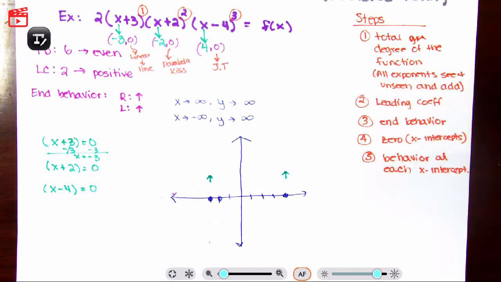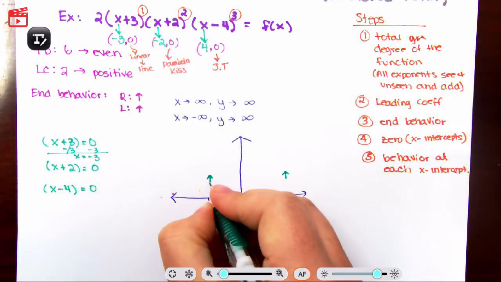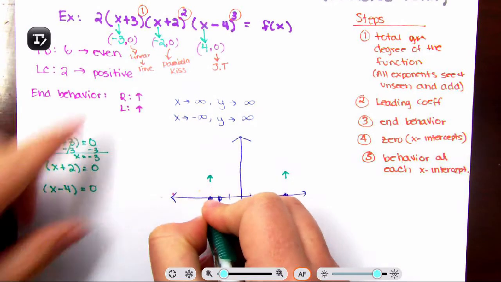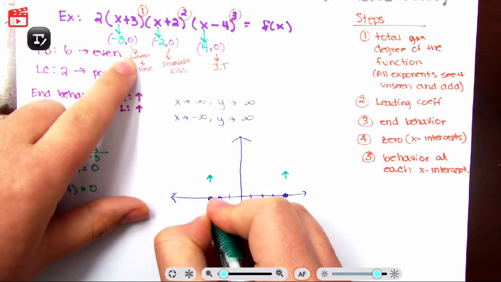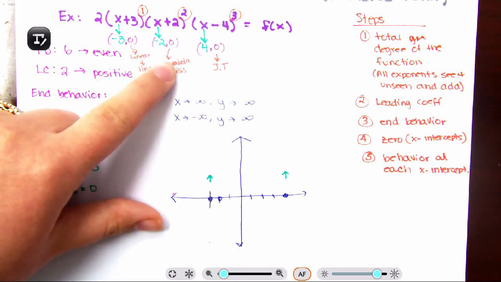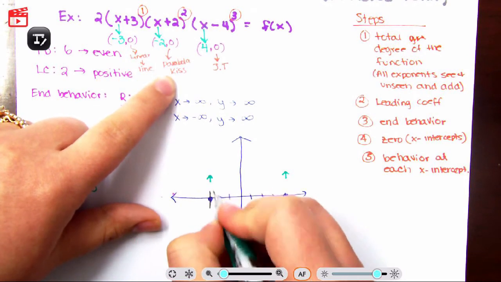I would highly recommend using a pencil at this point, so that's what I'm going to switch over to. Hopefully, you guys can still see it. Okay, now let's identify the behavior. For my negative 3 point, I'm going to have a line. A line means we go through. For my negative 2 point, I'm going to have a parabola. That means I'm going to kiss it.